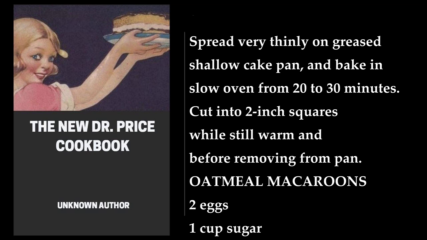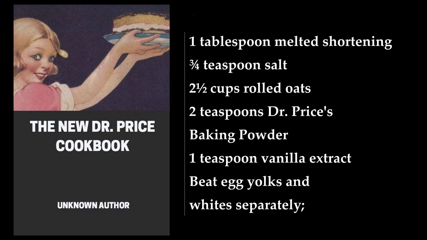Oatmeal macaroons. 2 eggs. 1 cup sugar. 1 tablespoon melted shortening. 3/4 teaspoon salt. 2 1/2 cups rolled oats. 2 teaspoons Price's baking powder. 1 teaspoon vanilla extract. Beat egg yolks and whites separately.